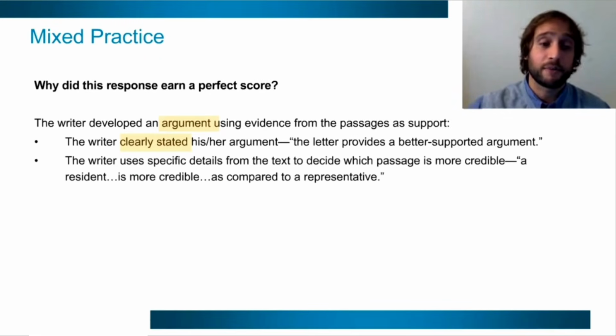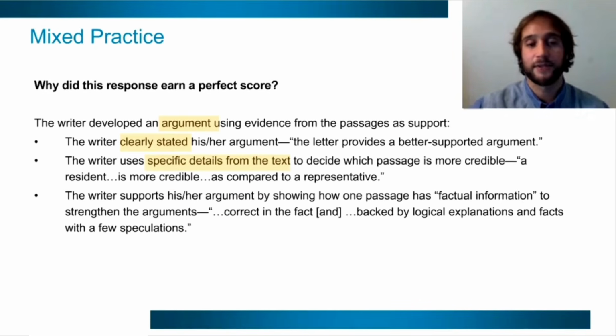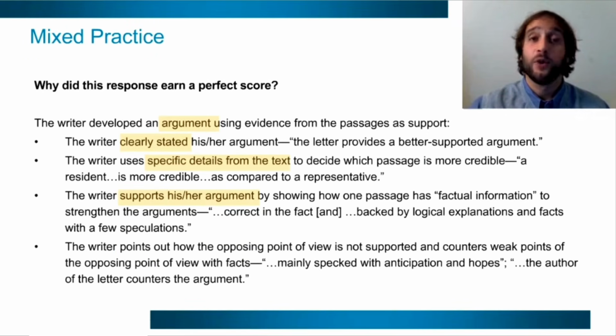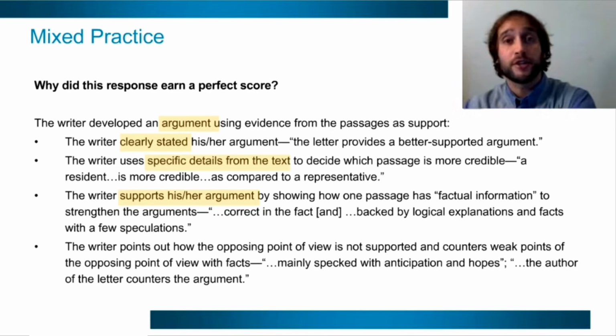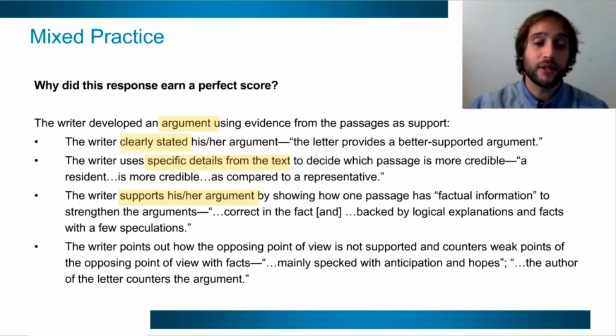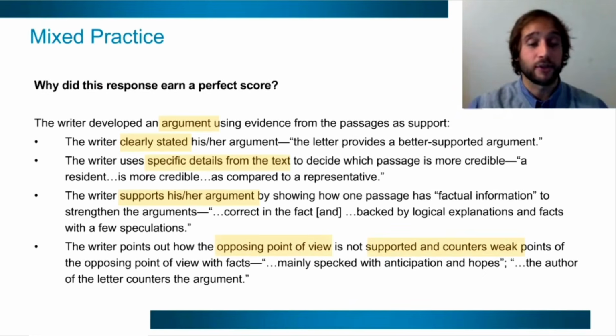Also, that author used specific details from the text to support that position. Absolutely clutch. We also supported this argument by showing how one passage had stronger arguments than the other, and by using logic and reasoning as well. Very, very clutch here. We also pointed out, as much as our chosen position was great, how the opposing point of view was weak, right? It had weak support, it had speculation, it didn't have as much fact. Absolutely something that goes a long way to making this a highly scored essay.